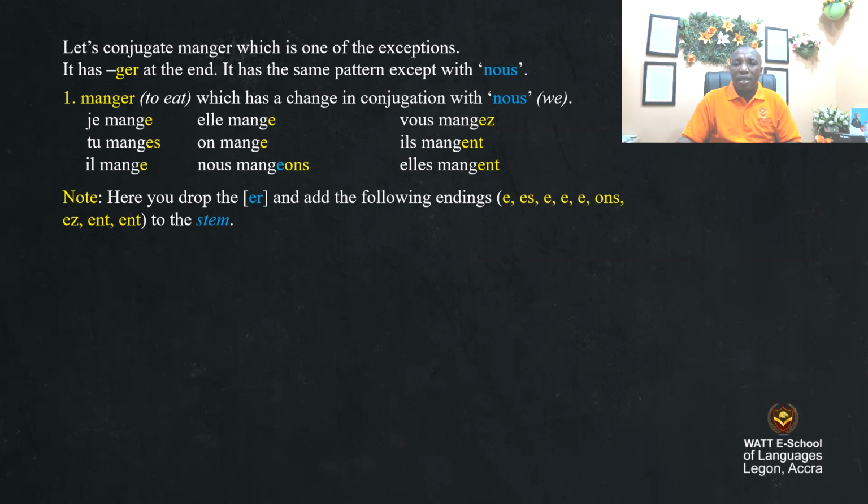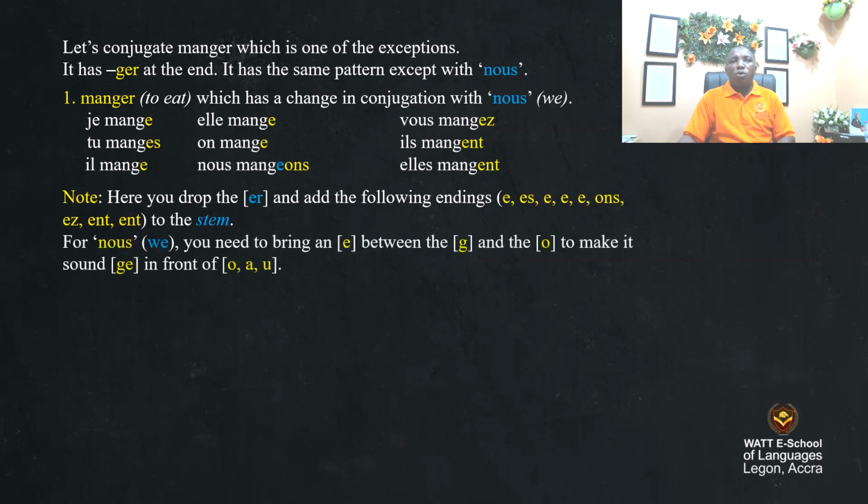E, ES, E, ONS, EZ, ENT to the stem. For nous, you need to bring an E between the G and the O to make it sound J in front of O, A, U.